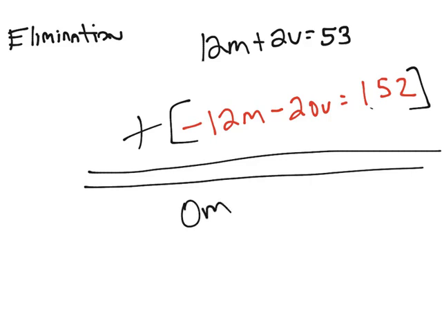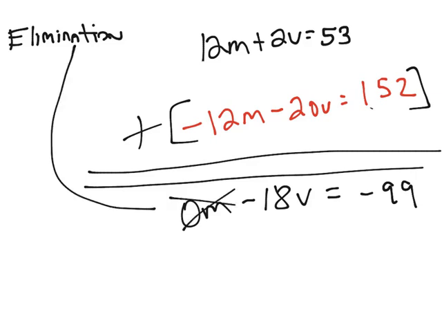If we do a 2v minus 20v, we have a minus 18v. And if we do 53 minus 152, let me get my calculator. That gives us a negative 99. All right. So we have 0m, so that's canceled out. That's why it's called elimination, because we've eliminated our m. That's what we want. Get rid of one of them variables. Now we're just left with v.